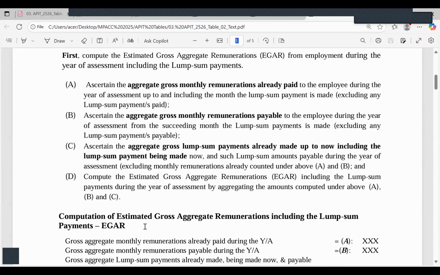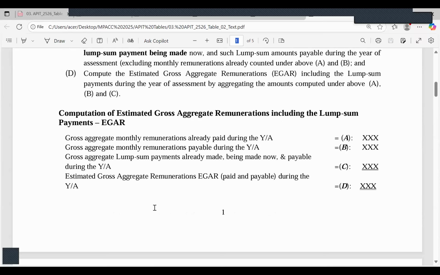So first of all, we have to calculate these figures. D should be calculated. We call it EGA. Gross aggregate monthly remunerations already paid during the year of assessment. That means normal salary, monthly remuneration. Normally when we are receiving monthly remuneration, monthly benefit. So already paid during the year amount should be considered. We call it A.